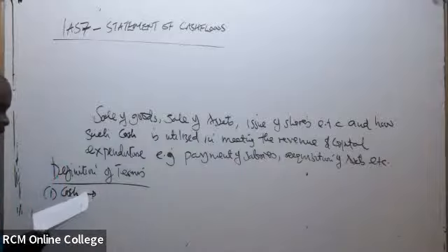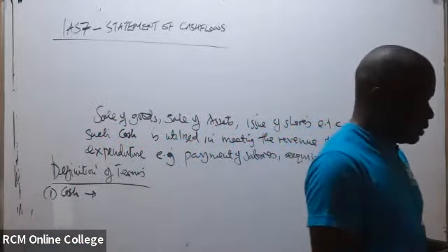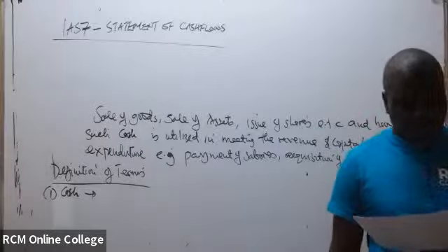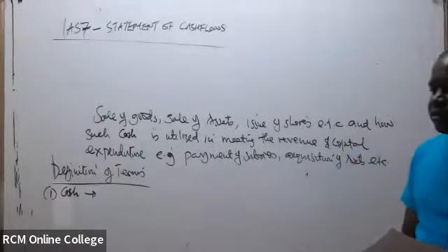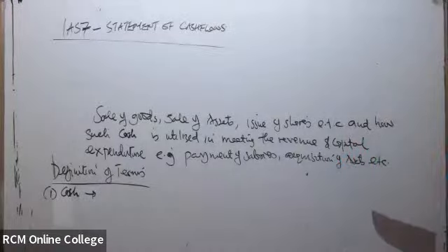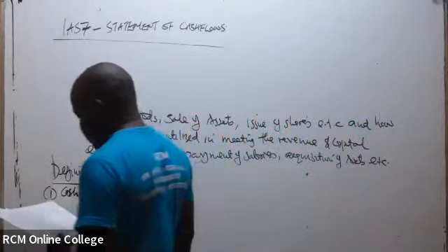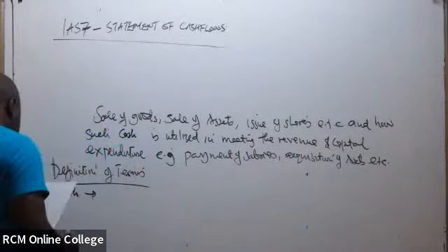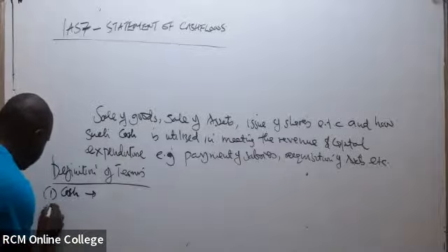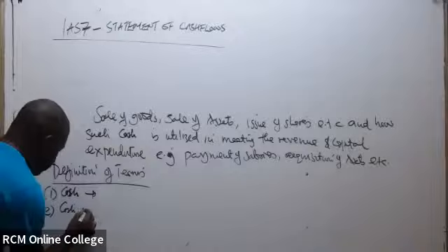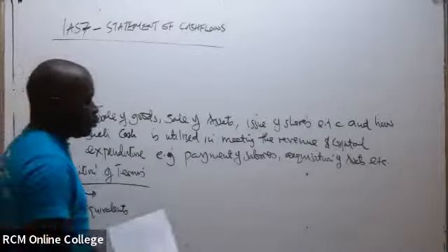Then you write and say, this represents cash in hand and cash at bank. Then term number 2, cash equivalents.